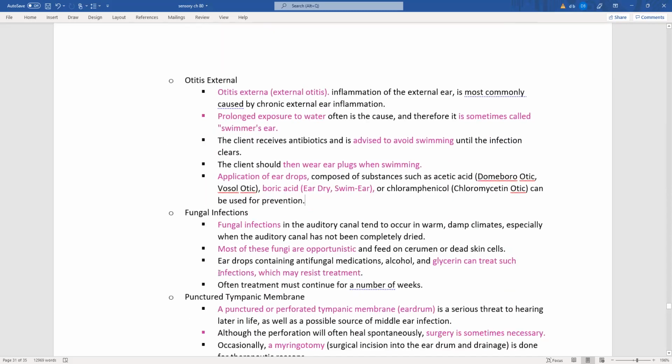So fungal infection. Fungal infection in the auditory canal tends to occur in warm, damp climates, especially when the auditory canal has not been completely dried. Most of these fungi are opportunistic and feed on serum or dead skin cells. Eardrops containing antifungal meds, alcohol, and glycerin can treat such infections, which may resist treatment. Treatment must continue for a number of weeks, okay? So that's with fungal infection.